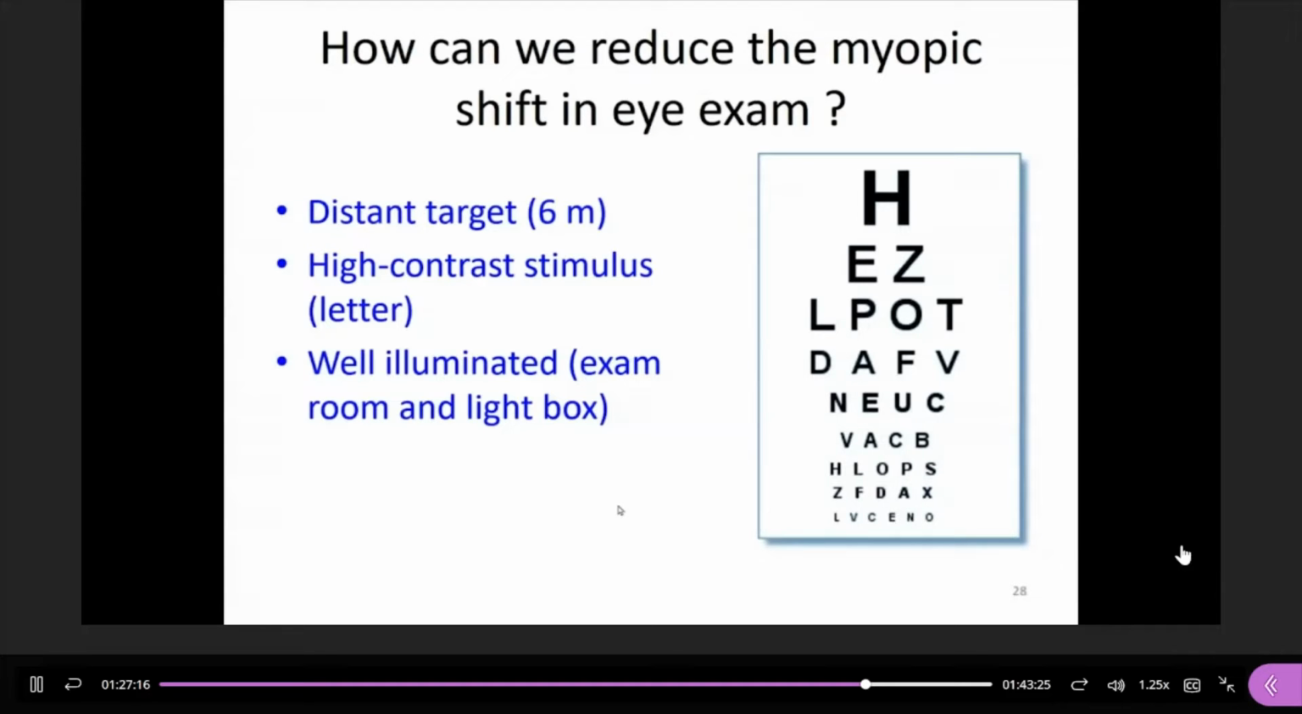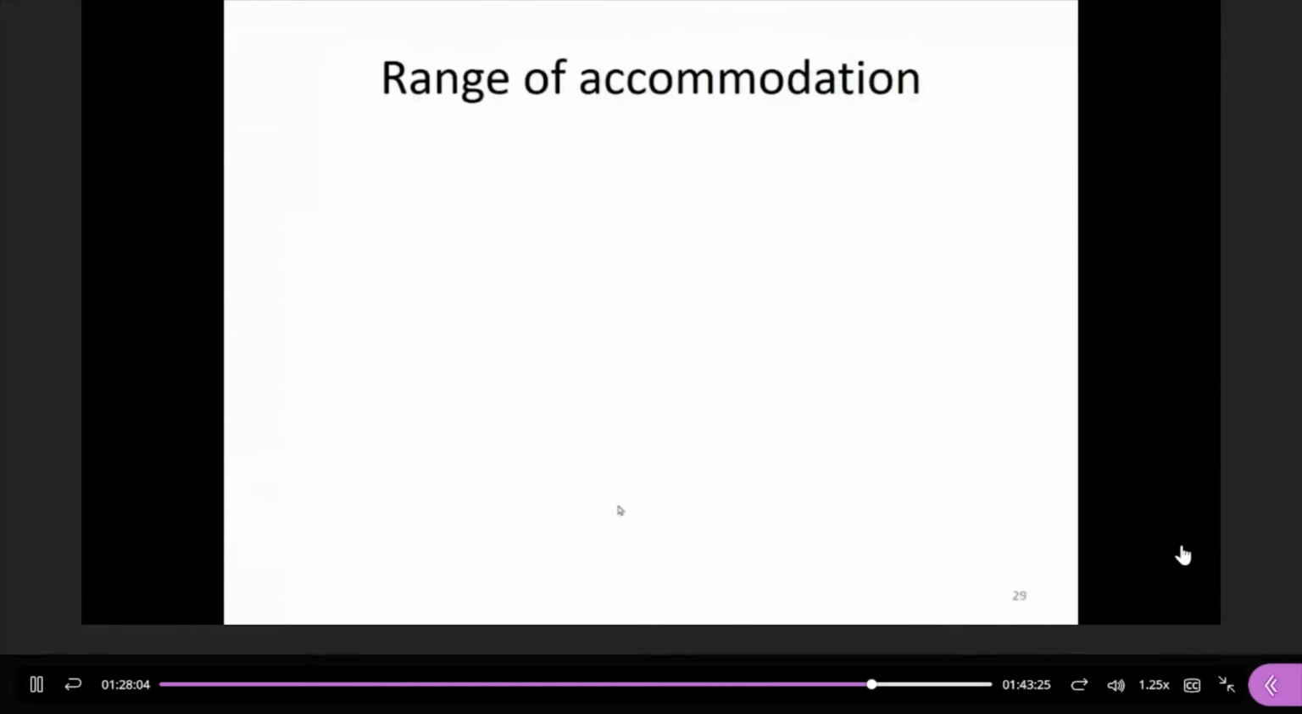Third one is, of course, remember the luminance will affect the tonic accommodation, and that's why we should have a well-illuminated room. Usually this can be done, as I mentioned before, with a light level of about 300 to 500 lux. So in the photopic condition, we try to reduce the amount of myopic shift as well. These are all the things that we can do for controlling the accommodation at distance, so that you will be able to get the distance correction more precisely.